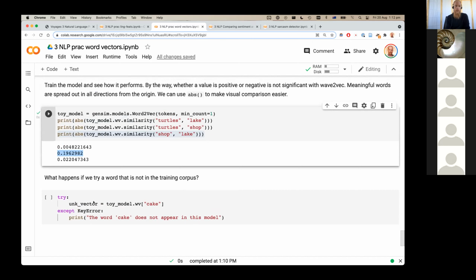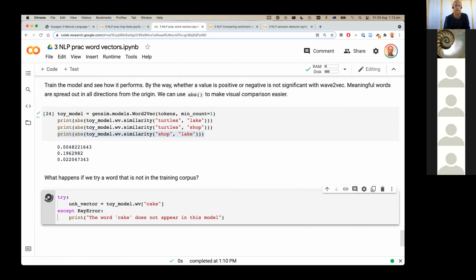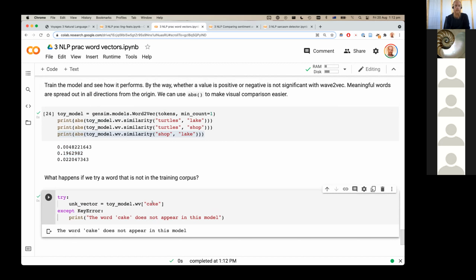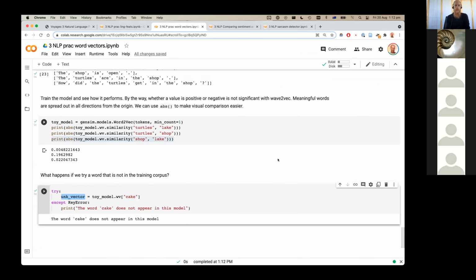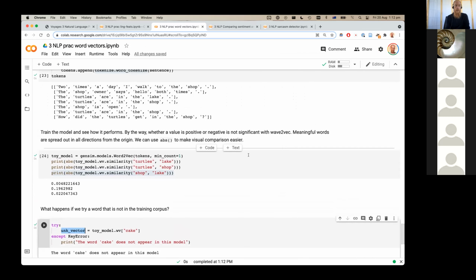Now we can also demonstrate what happens if we look for a similarity of a word that isn't in the corpus. We can do that by just requesting the vector information for a particular word. And if that fails, then we get this message. So we start to get a sense that the model only works for words that it was trained upon.